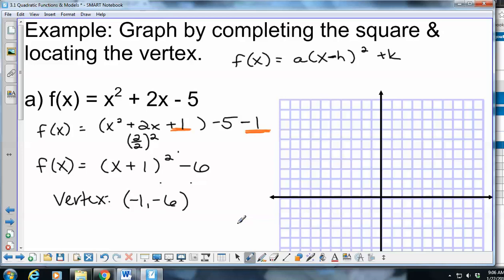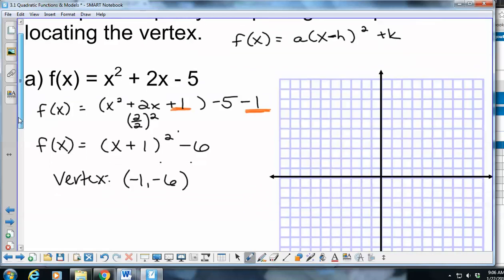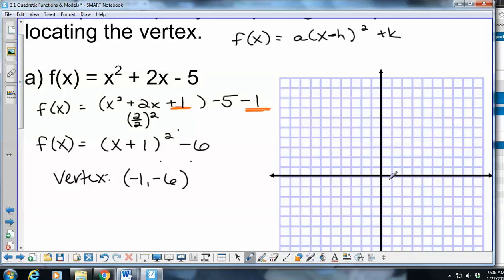Okay, so a couple options for graphing. One option is just using your transformations and saying, okay, I'm going to take my x squared, I'm going to go left 1 and down 6. The other option, and this is more how you did it back in Algebra 2, is you know the vertex. So you can plot your vertex, -1, -6, and then that just gives us 1 point.